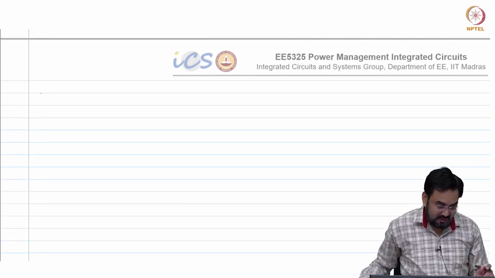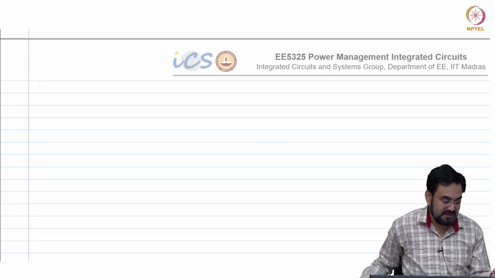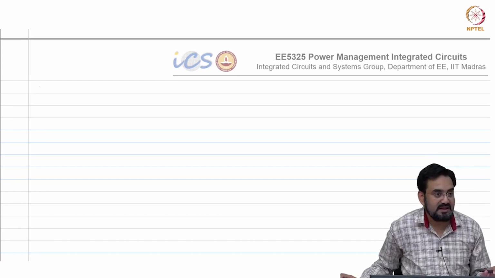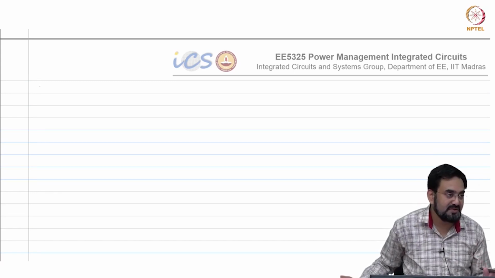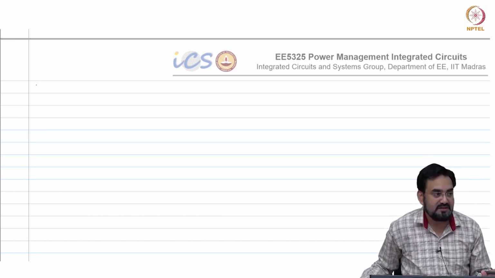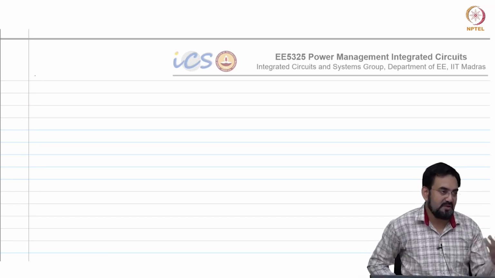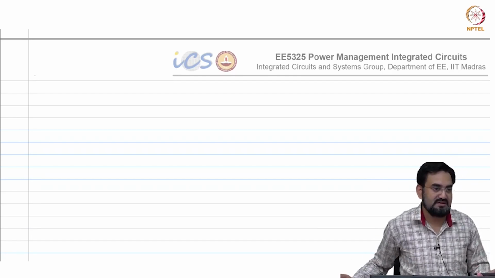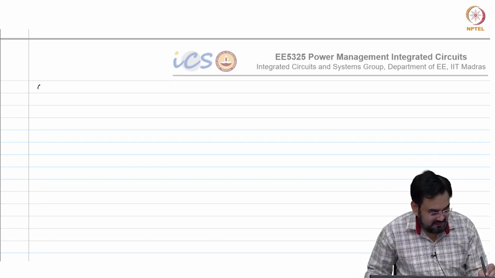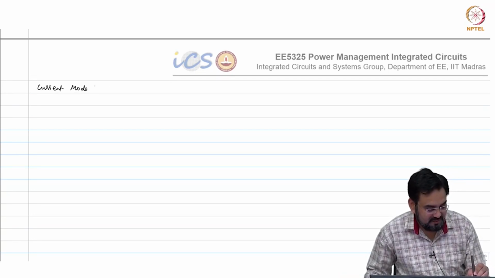So then the drawback is that either you need a large capacitor, or if you try to reduce the size and use a smaller cap, then your ESR will be much larger, and in that case your ripple component will increase actually. So then we look for current mode hysteretic.